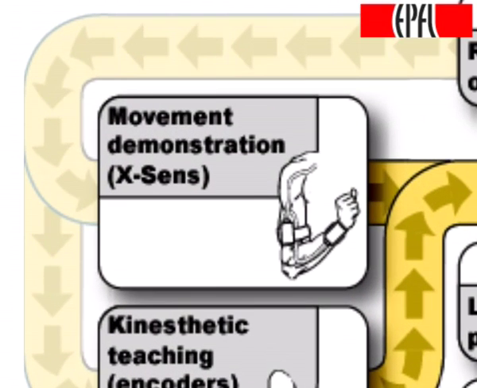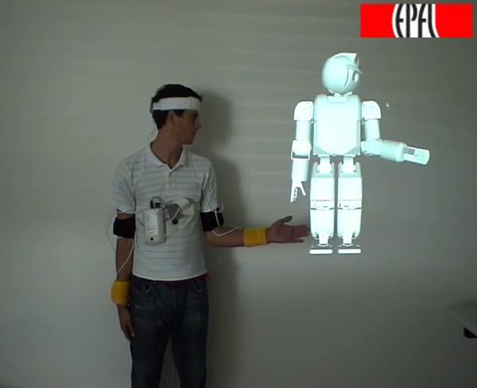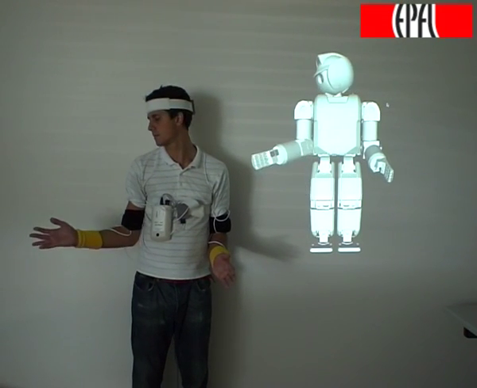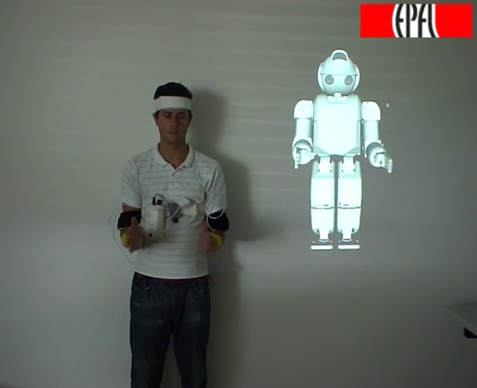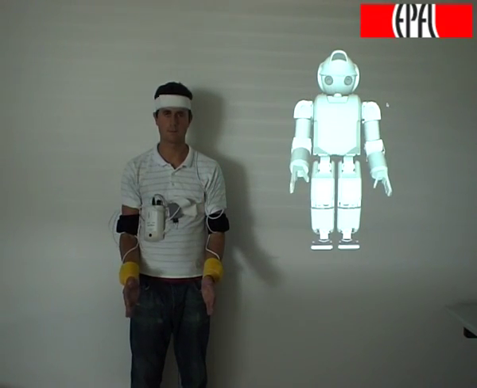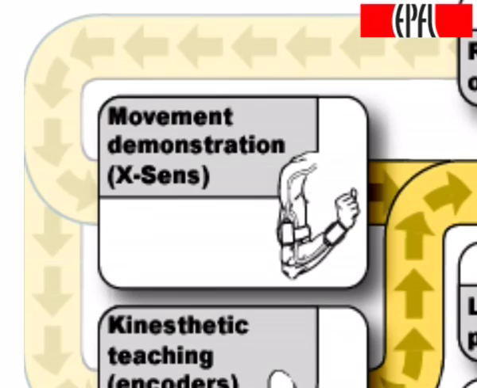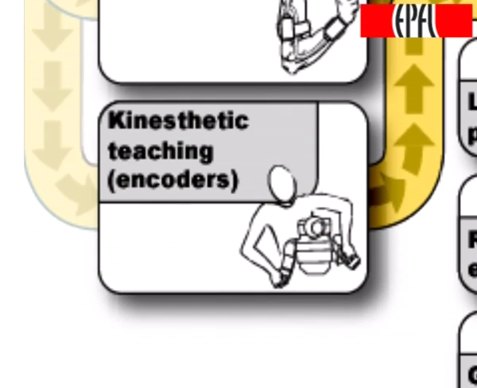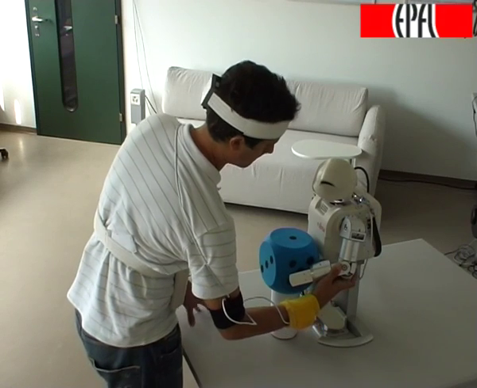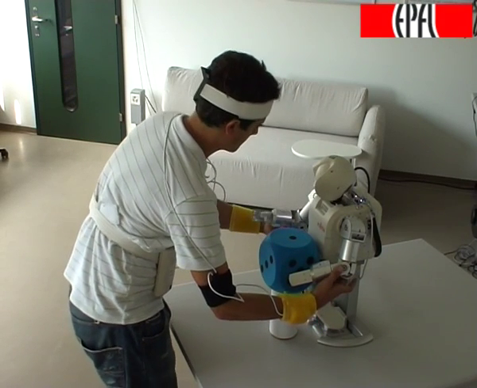We consider different teaching modalities. Firstly, the user performs a demonstration of a gesture while wearing motion sensors recording his upper body movements. Secondly, the user corrects the movement by moving the limbs of the robot to their correct postures through time.